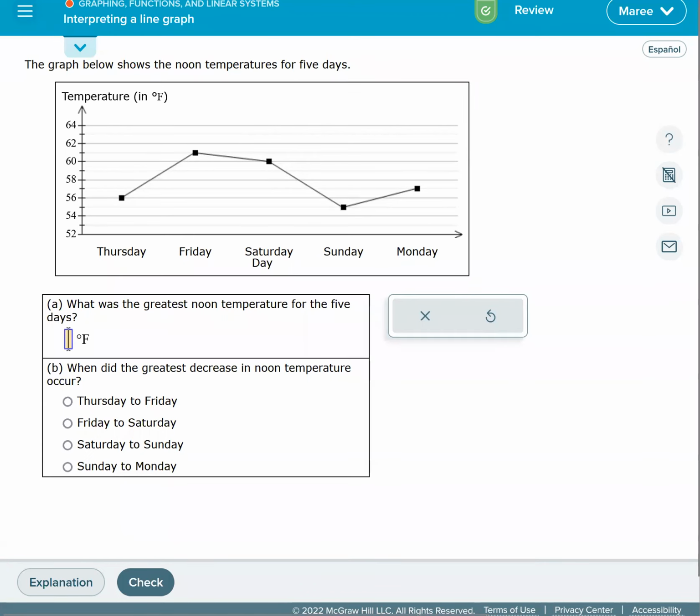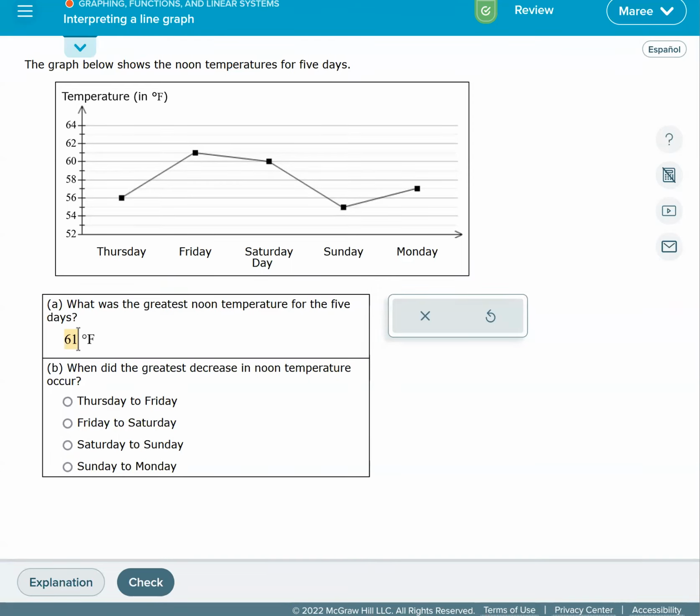And you have to look over at the y-axis and see how they're counting. So each one that is marked is two above the one below it. So 52, 54, 56. So the line below or above the 60 would be 61. So we're going to type in for A, 61 degrees Fahrenheit.